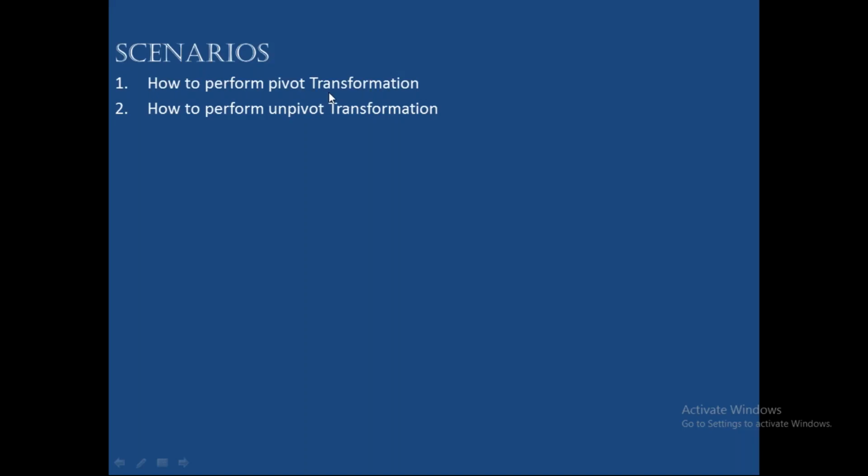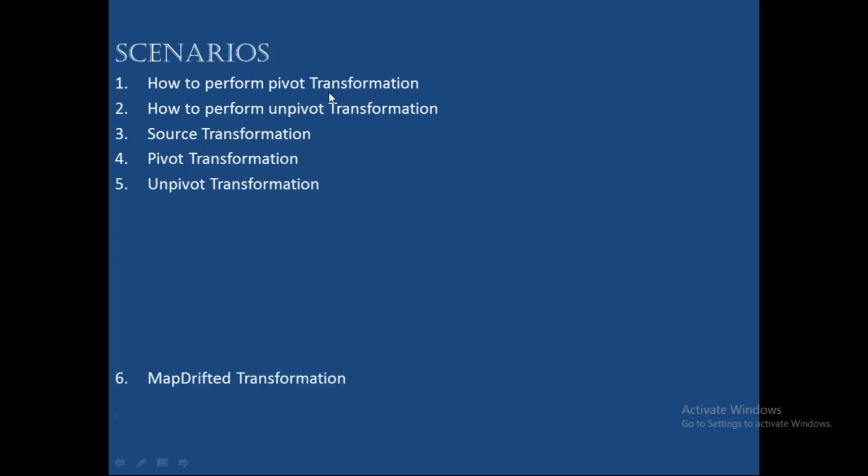In the same way, that exact information I want to roll back. That is nothing but unpivot transformation. To convert rows to columns, we are going to use a pivot. To convert columns to rows, we are going to use the unpivot transformation. Then in this session, we are going to see source transformation, pivot transformation, unpivot transformation, and the map drifted transformation.